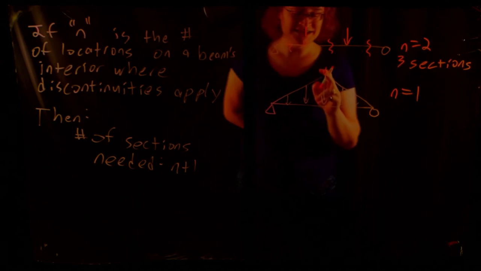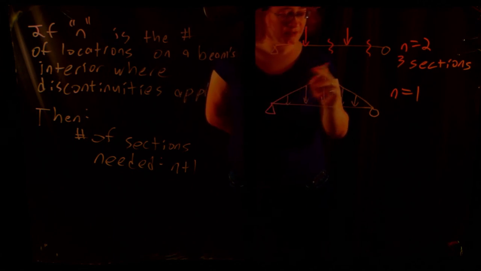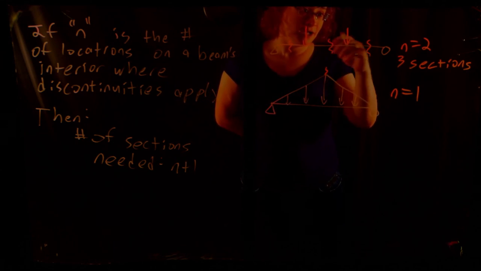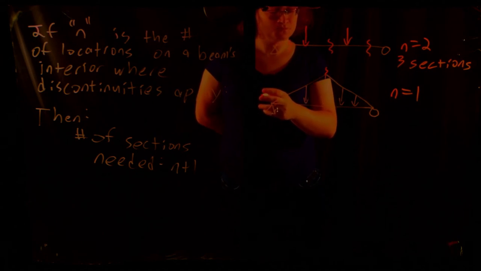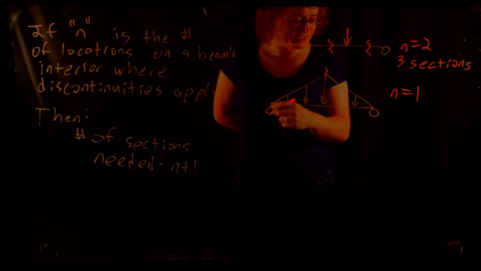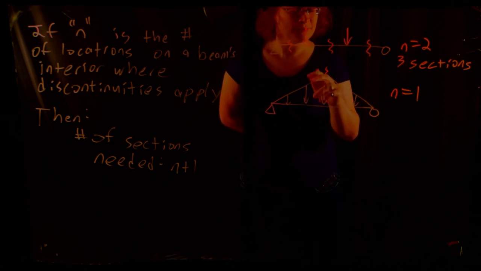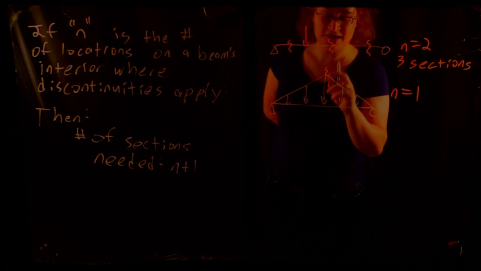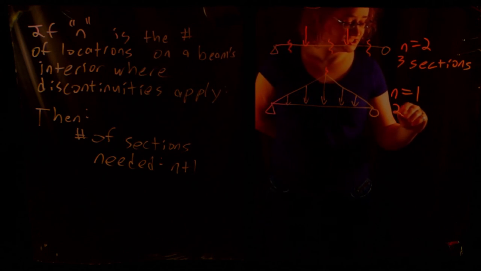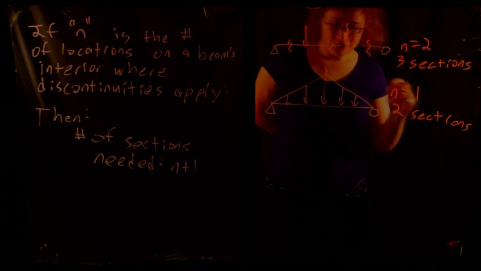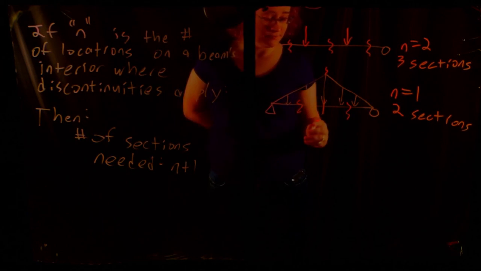And this is interesting because this is a discontinuity, even though if I look at the actual values of the distributed load function, there would be no jumps in the load function. In other words, I don't have any point loads or anything, but the load function itself will change. Remember, a change in the load function is a discontinuity. So therefore, I would need two sections here. This is my dividing point, and I would need to cut somewhere in here and somewhere between here and here.